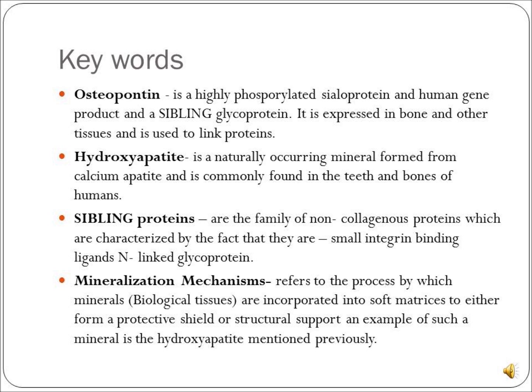Osteopontin, also known as OPN, is a highly phosphorylated sialoprotein, a human gene product and a well-known SIBLING glycoprotein. It was first discovered in 1986 in osteoblasts. The prefix osteo alludes to the fact that the protein is expressed in bone, while the suffix pon is Latin for bridge, which signifies osteopontin's role as a linking protein.